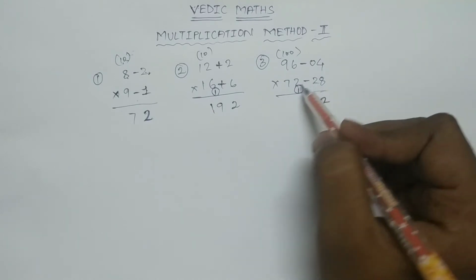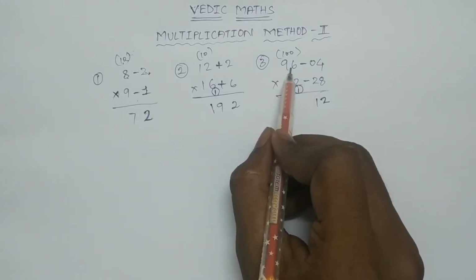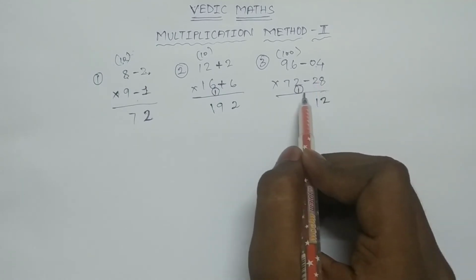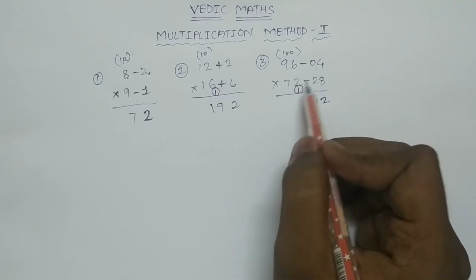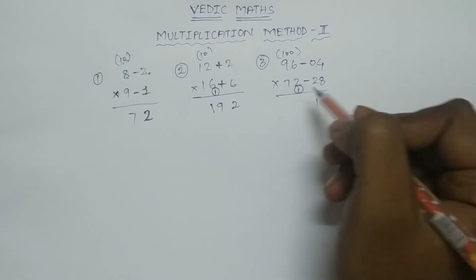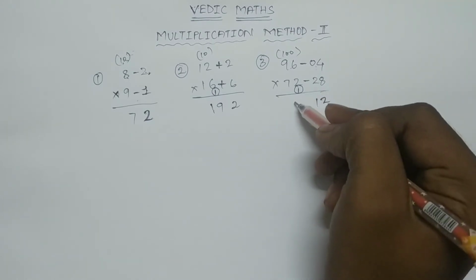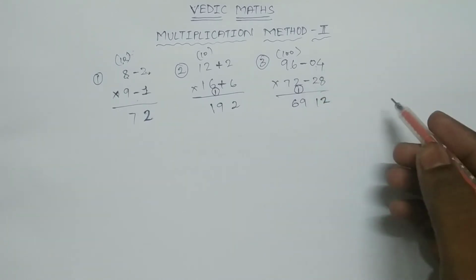So now we have to subtract 28 from 96 and 4 from 72. The answer will be the same. I am taking 72 minus 4, which is simple: 72 minus 4 is 68, and to 68 the 1 will be added, so it will become 69. 6912 is the answer for 96 into 72.